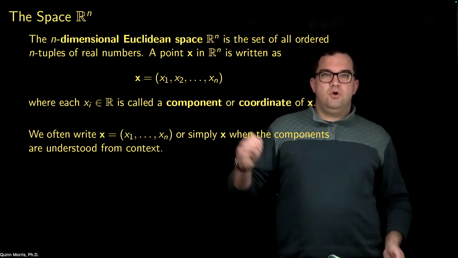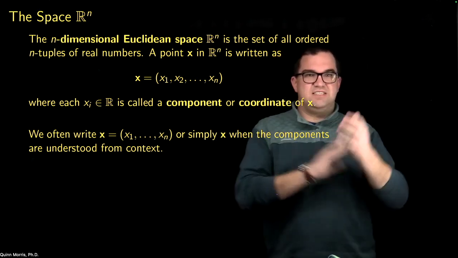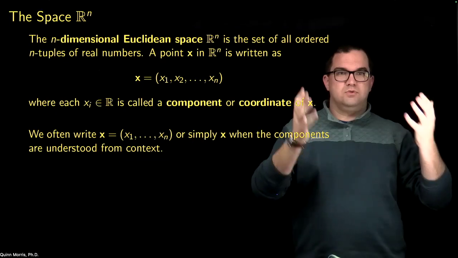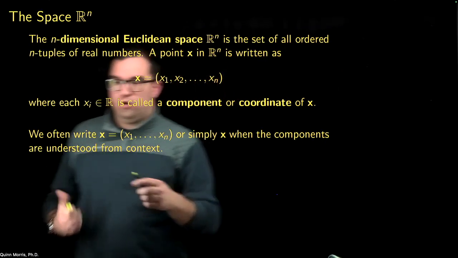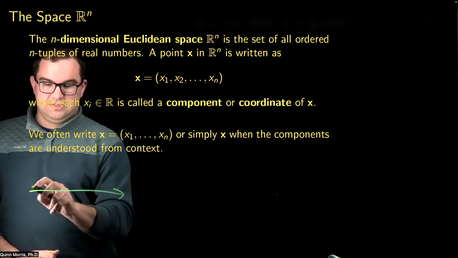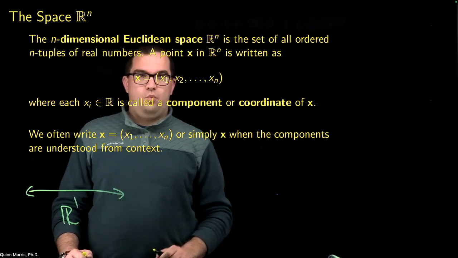Okay. So we have this space Rn. Right now, this is just a set, the set of all n-tuples of real numbers. Now, of course, we can think about R1. That's just the line, the real line. It's the set of all 1-tuples.